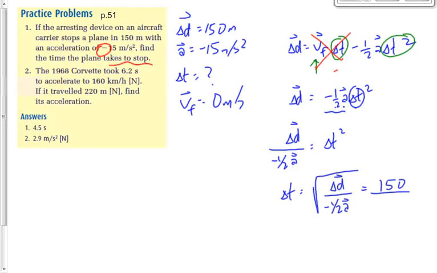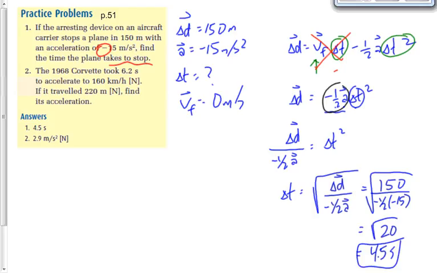Good. Yeah, it's negative 1/2 times negative 15, right? Square root. So negative times a negative becomes a positive. You can have a negative underneath the square root sign. You just can't have a negative number. 1/2 times 15 is 7.5. 150 divided by 7.5 would be 20. So the square root of 20. And the square root of 20, I assume, is 4.5 there. There we go.